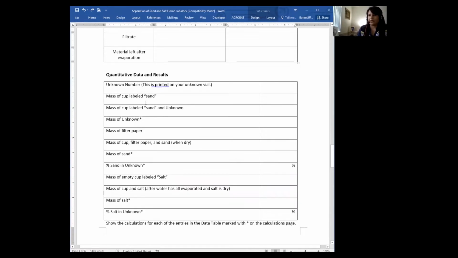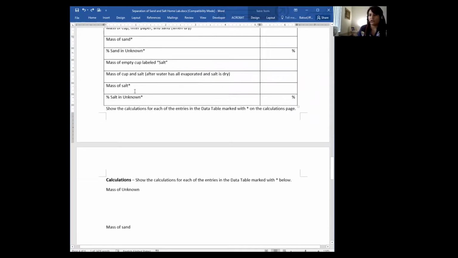The next table is related to the quantitative data and results. The first thing that you will write here is the unknown number from the vial, and then the rest of the things are measurements that you will take during the course of the lab.